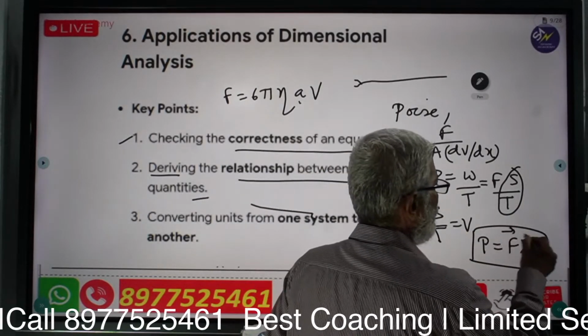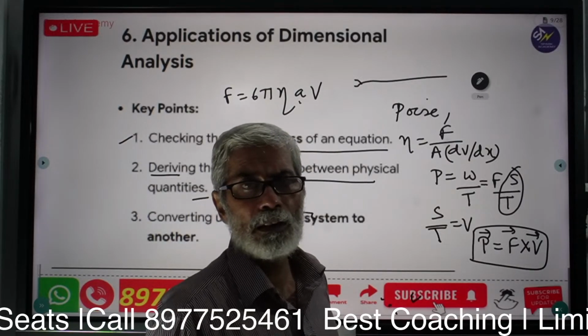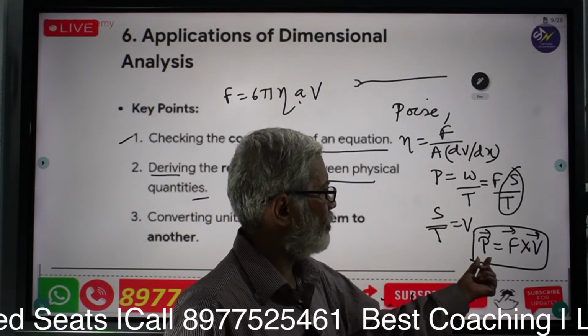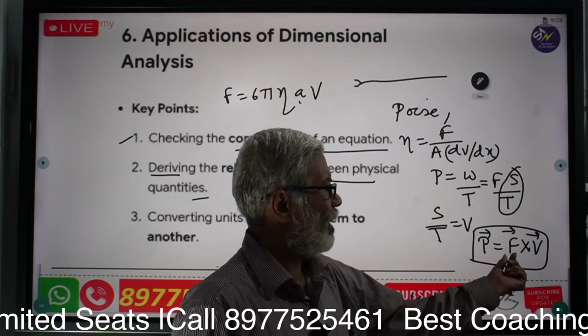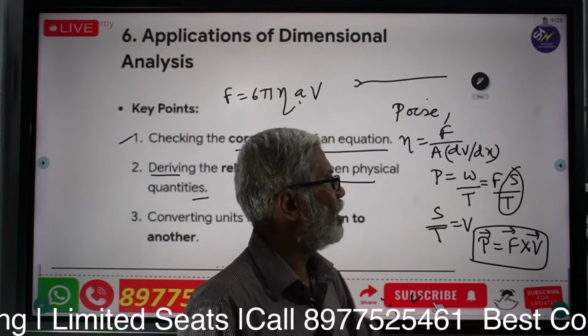Suppose you don't know the formula and some doubt is there, then you can find out the dimension for power, find out the dimension of force and velocity. The left hand side will be equal to the right hand side.